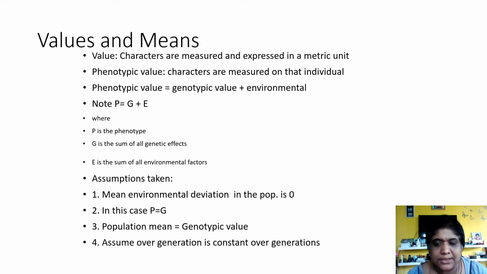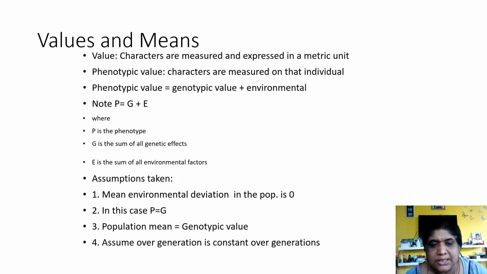Just to emphasize that quantitative genetics is based on values and means. When we talk about values, characters are measured and expressed in a metric domain, in which the phenotypic values are actually looking at the individual characters. In this case, the phenotypic value is the genotypic value plus environment, P equals G plus E. P is phenotype, G is the sum of all genetic effects, and E is the sum of all environmental factors.